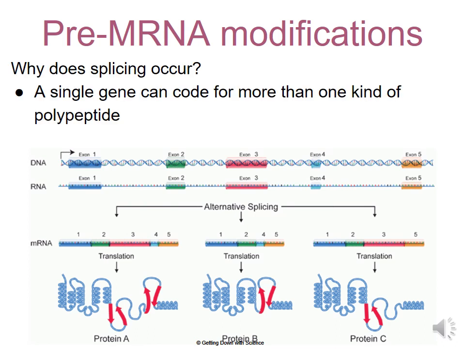So why does this occur? What we found is that a single gene can code for more than one kind of polypeptide based on what are the exons versus the introns. So what might be an exon in one might be an intron in another. And so based on how we cut and splice these different coding pieces together, we form different proteins. So that same sequence, when we cut and paste, we can build different things out of it. We consider this alternative splicing.